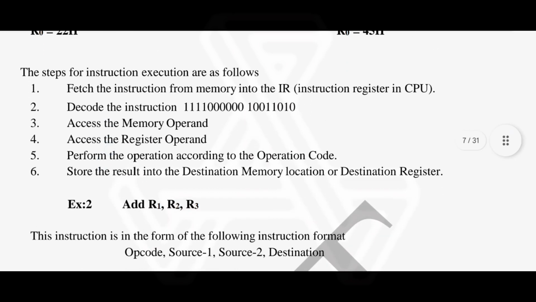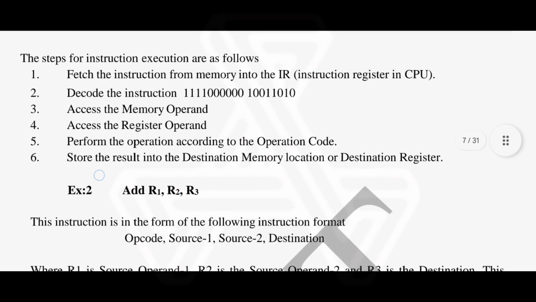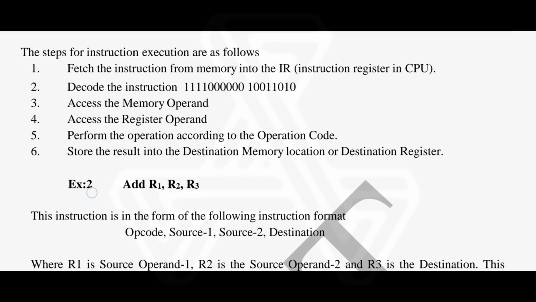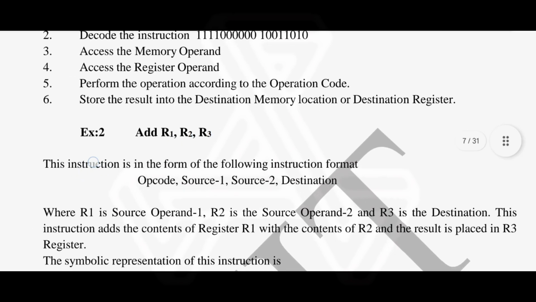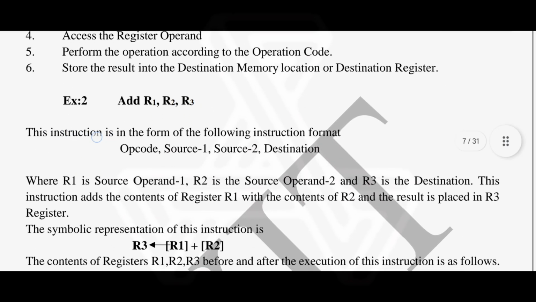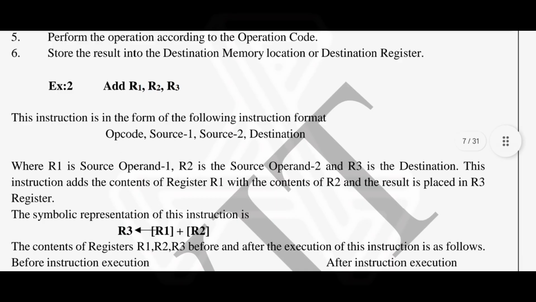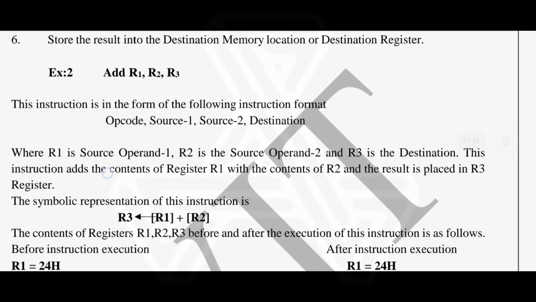The steps for instruction execution are as follows. Fetch the instruction from the memory into the instruction register in the CPU. Decode the instruction. Access the memory operand, access the register operand. Perform the operation according to the operation code. Store the result into the destination memory location or destination register.